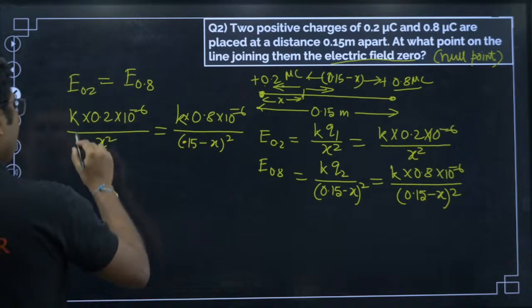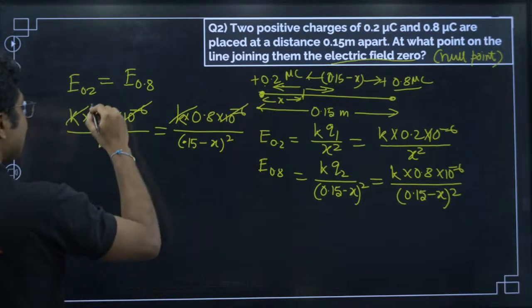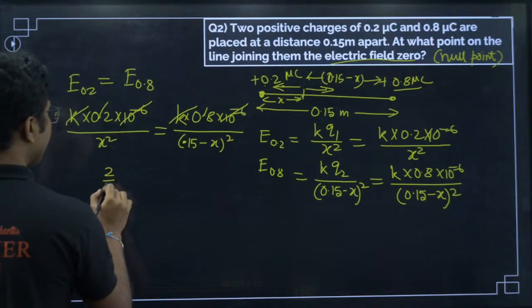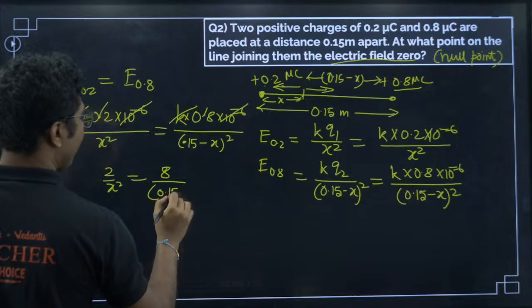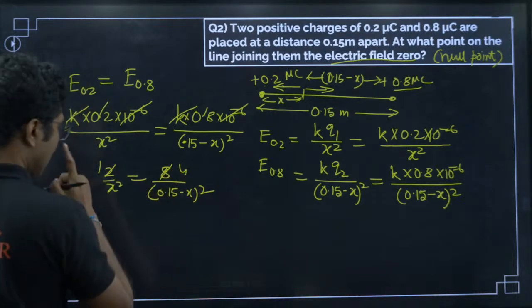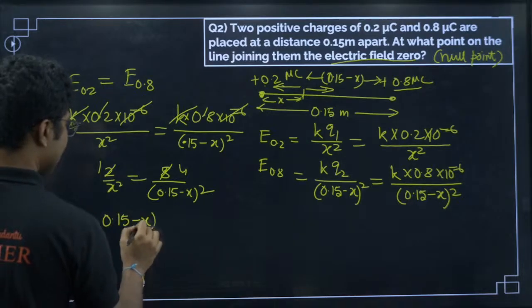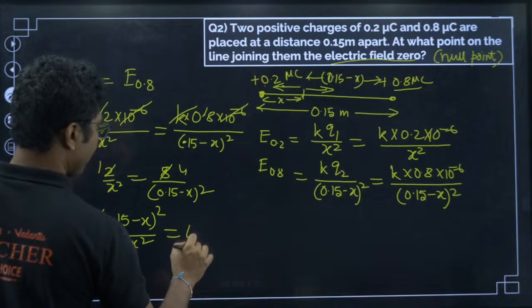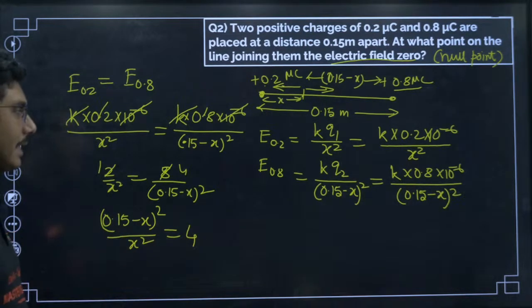Okay. So K cancels, 10 to the power of minus 6 cancels, even the decimals got cancelled. So we get 2 by x square equals 8 by (0.15 minus x) whole square. You can also cancel this, and you get (0.15 minus x) whole square by x square equals 4. Okay. So on the left-hand side you have a square, and on the right-hand side you have 4.